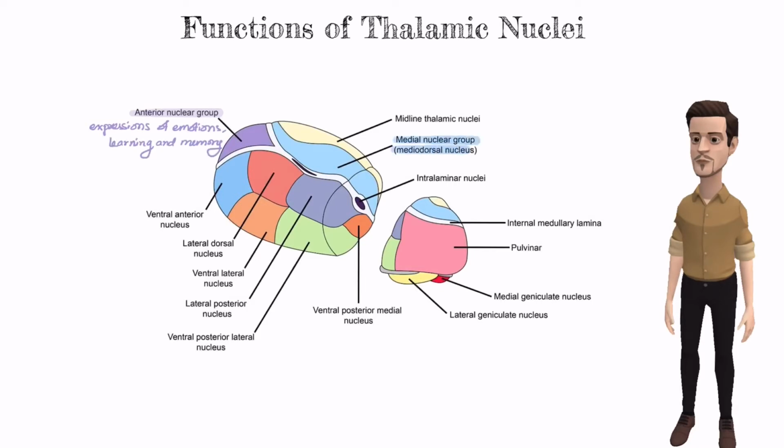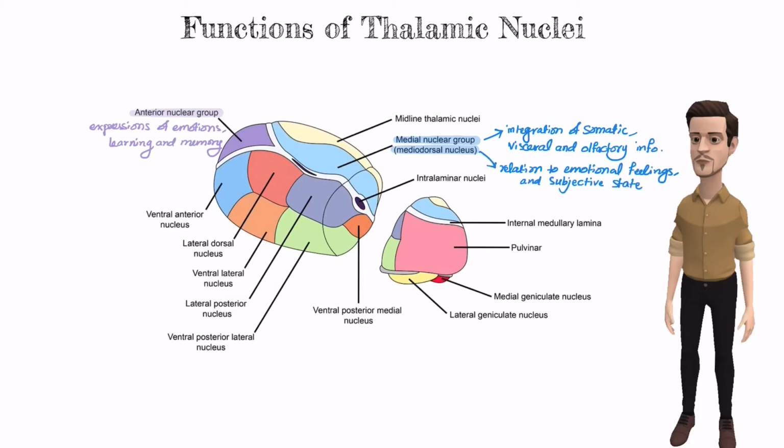The next one is the dorsomedial nucleus, which receives fibers from the prefrontal cortex, hypothalamus, and other thalamic nuclei, and sends fibers to the prefrontal cortex, hypothalamus, and other thalamic nuclei. Its function is integration of somatic, visual, and olfactory information and relation to emotional feelings and subjective states.